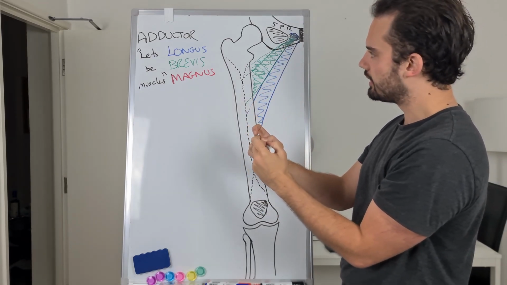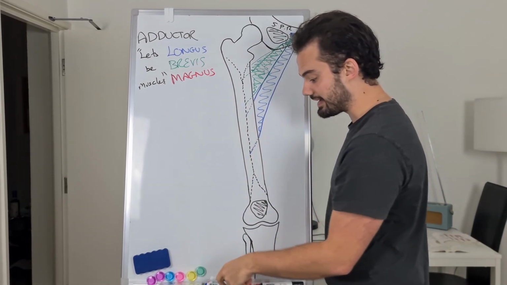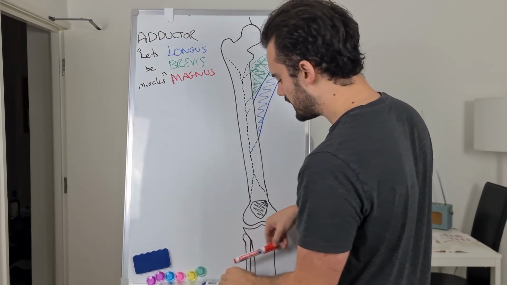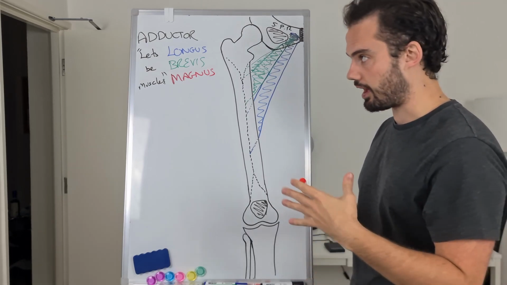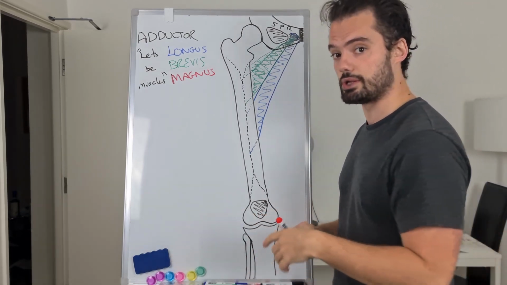Good. And then finally magnus. So magnus means huge. So this is going to be a very, very big muscle. Definitely the biggest muscle in the medial compartment of the thigh.